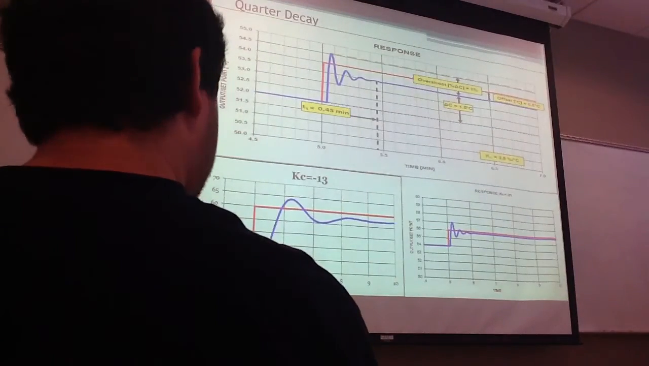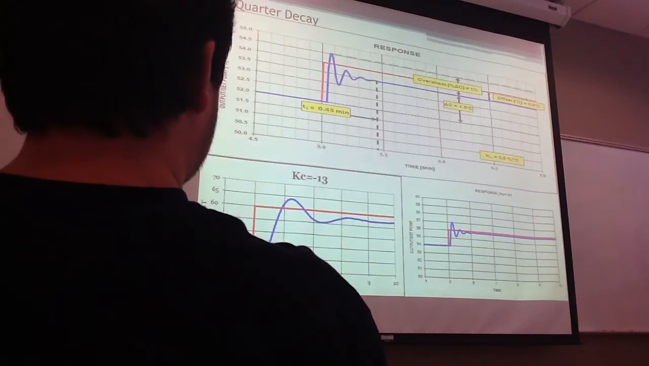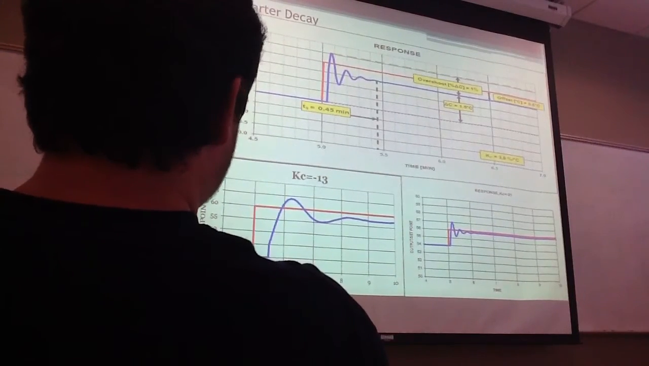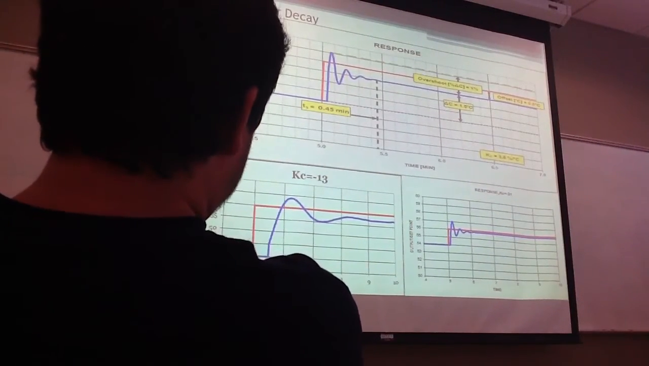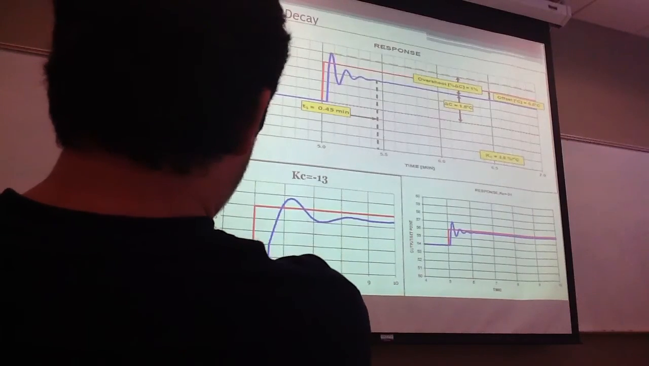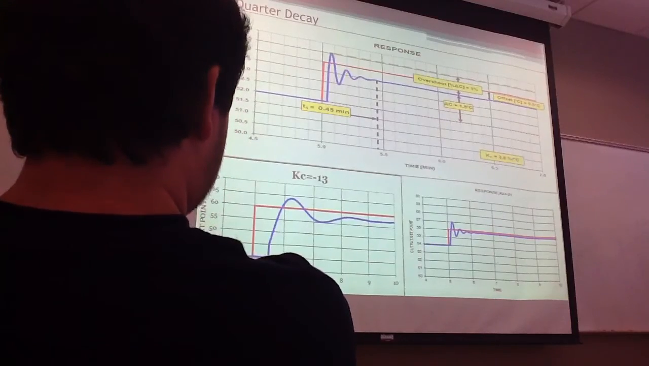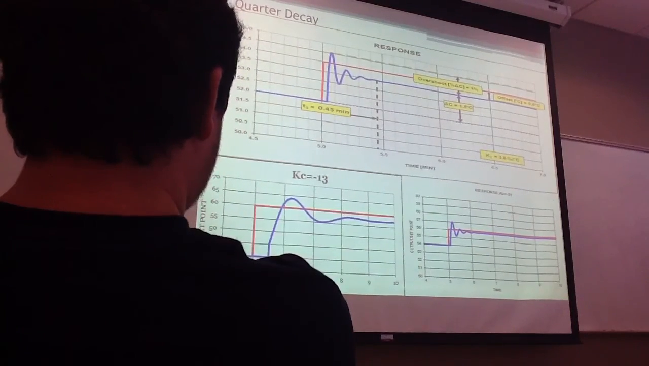At the quarter decay, he's feeling a little bit more lively. He's a little bit closer to where the set point should be, which is the red line. The offset there is about 0.5 degrees Celsius. A little bit closer. He works a lot harder to try and get the output closer to where it should be, but he's still a little bit off.